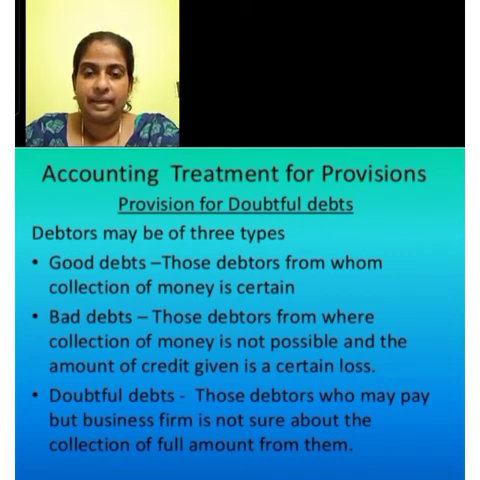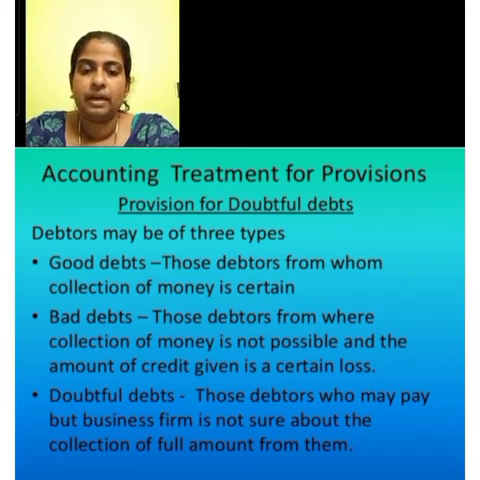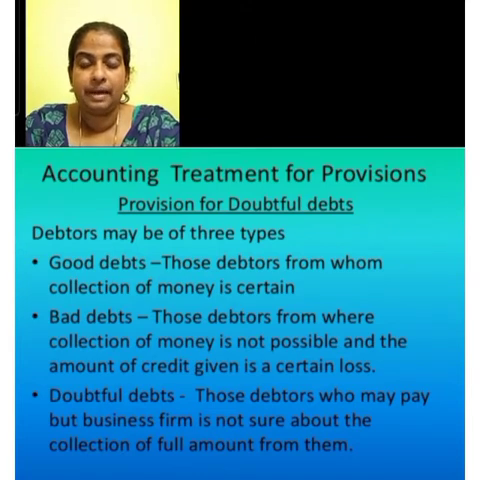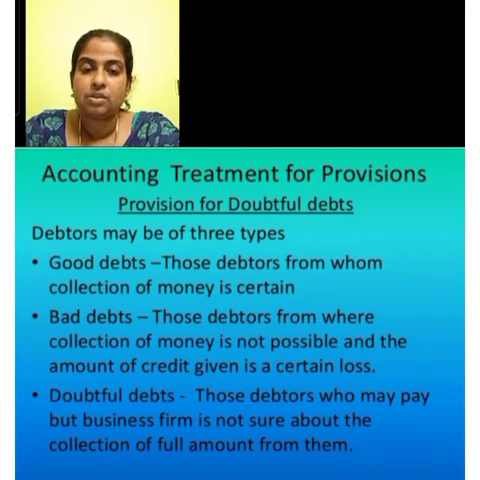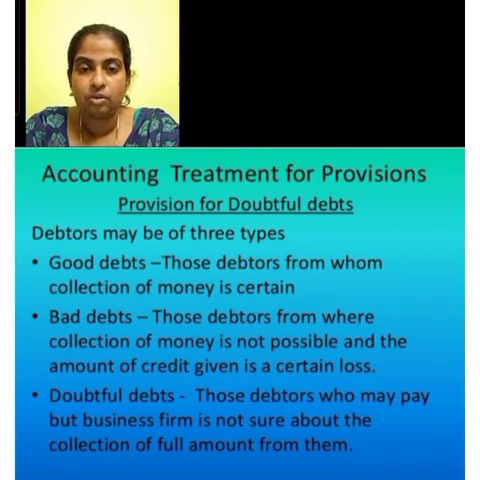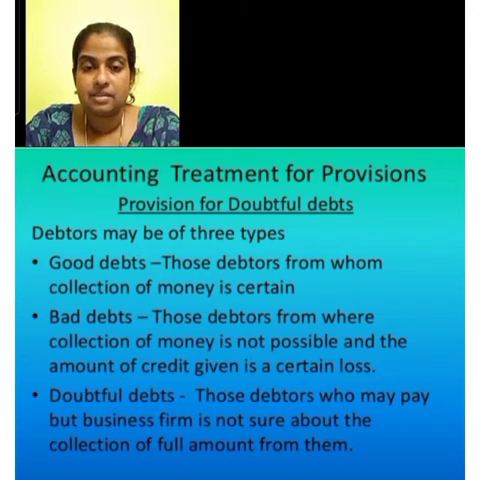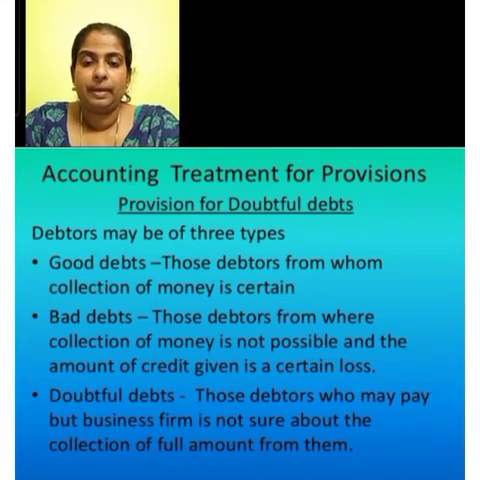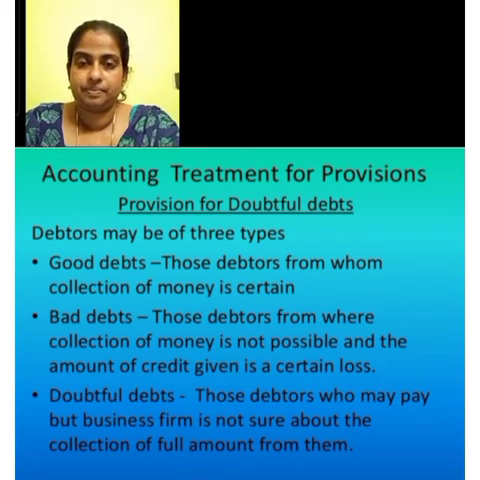Debtors may be of three types. The first one, good debts: those debts from whom collection of money is certain. Another type is bad debts: those debtors from whom collection of money is not possible and the amount of credit given is a certain loss. And the last is doubtful debts: those debtors who may pay, but the business firm is not sure about the collection of the full amount from them.